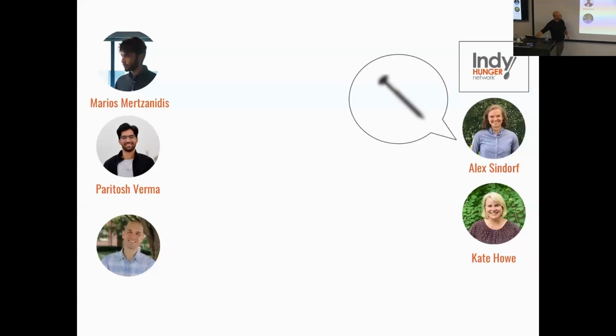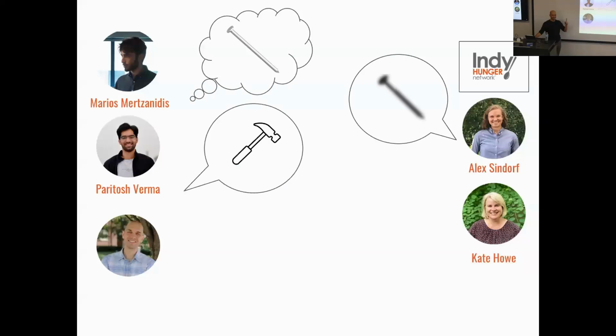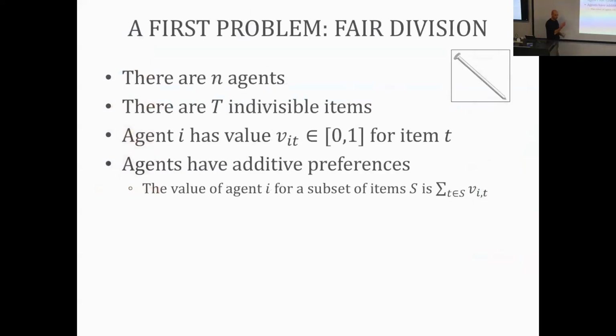So Alex and Kate described to us some problem. It's a little fuzzy version of something. And from our TCS background, we thought, oh yeah, this is a nail. Hammers. I'll show you a hammer. So let me show you what the nail is from the place of academia I'm standing from. It's a fair division problem. It's fair division of indivisible goods.